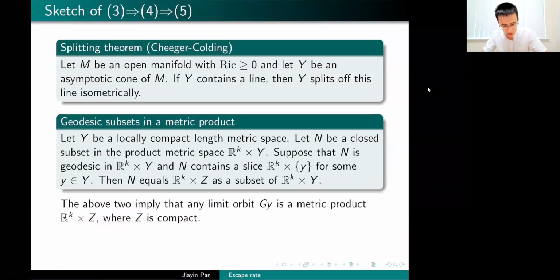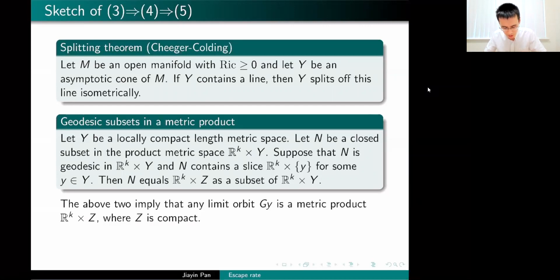So there are two tools we need here. The first one is the Cheeger-Gromoll splitting theorem, generalized to singular Ricci limit spaces. Here, singular Ricci limit spaces in our context just means the asymptotic cones. So if we have an asymptotic cone capital Y, and this capital Y contains a line, then capital Y will split off this line isometrically.